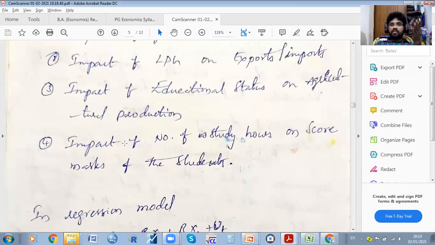Or else, sometimes it may be treated as a quantitative variable, the number of hours. For example, 1 hour, second hour, third hour will be taken as a quantitative variable, not as a qualitative variable. So we can convert a quantitative variable into a qualitative variable also.